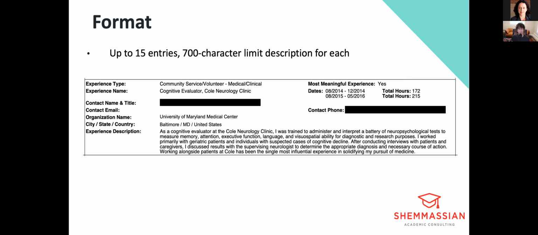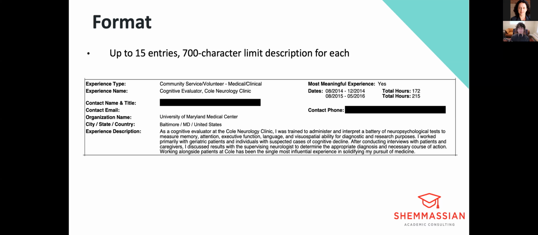By the way, this screenshot, this rectangle you're seeing here, is actually what it looks like on the AMCAS application. So you get up to 15 of these. They ask you to choose an experience type, which we'll get into in a moment. In this example, it's a medical or clinical volunteering or community service opportunity. Then the experience name: what did you actually do, and where was it? Then the contact name and title.